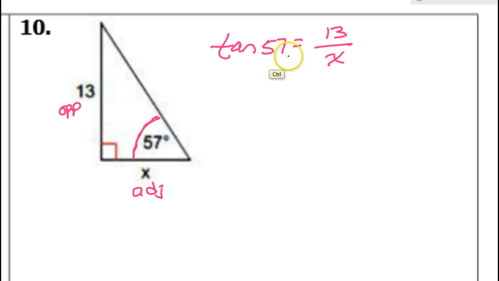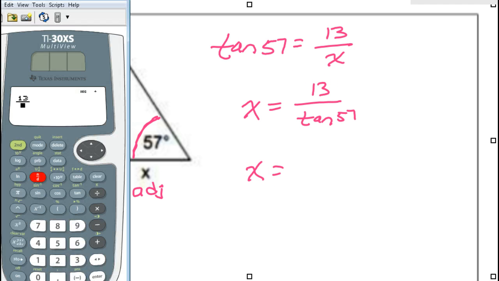When you want to solve an equation and the variable is in the denominator, you can swap these. So the x will go here, and the tangent 57 will go here. Just swap these out. And this is something you can just type in your calculator. So 13 over tangent 57. So that's 8.442.